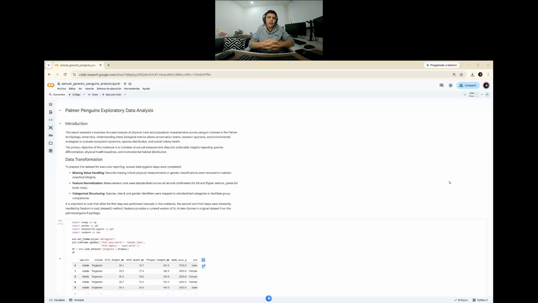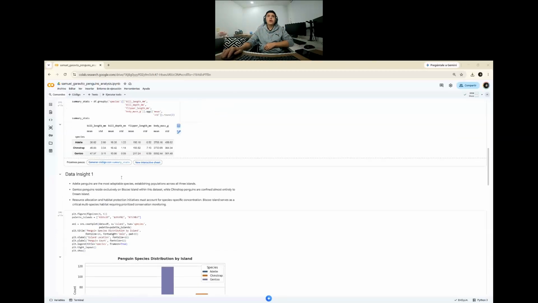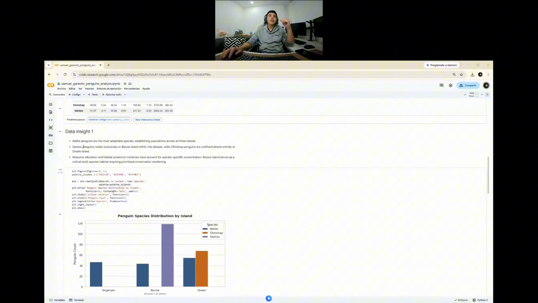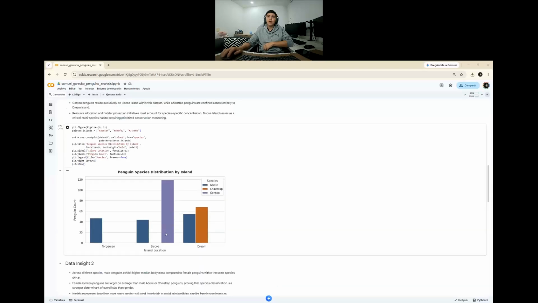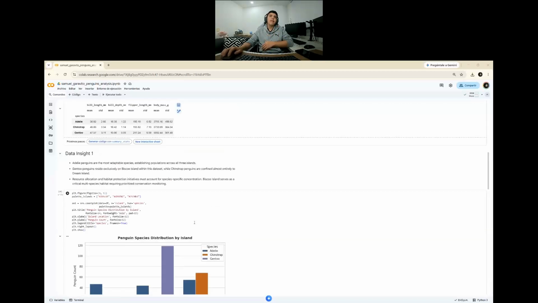So, for you to understand, we used 3 different visual strategies: the bar chart, the box plot, and the scatter plot. So, let's move on to our key findings. As you are watching the screen, we first found that the Adelie penguins are the most adaptable species, establishing population across all 3 islands. In the bar chart, you can see that this type of penguin is in all the 3 islands that we have.